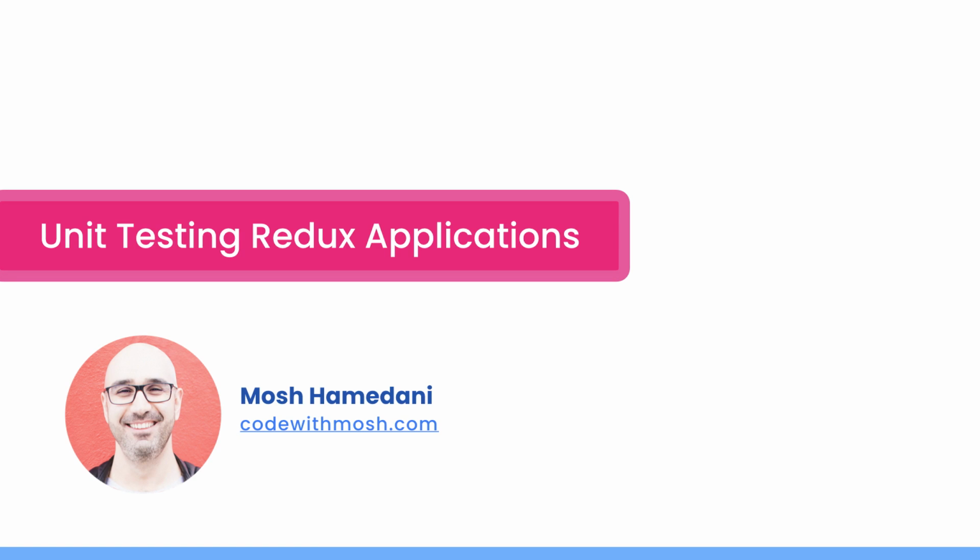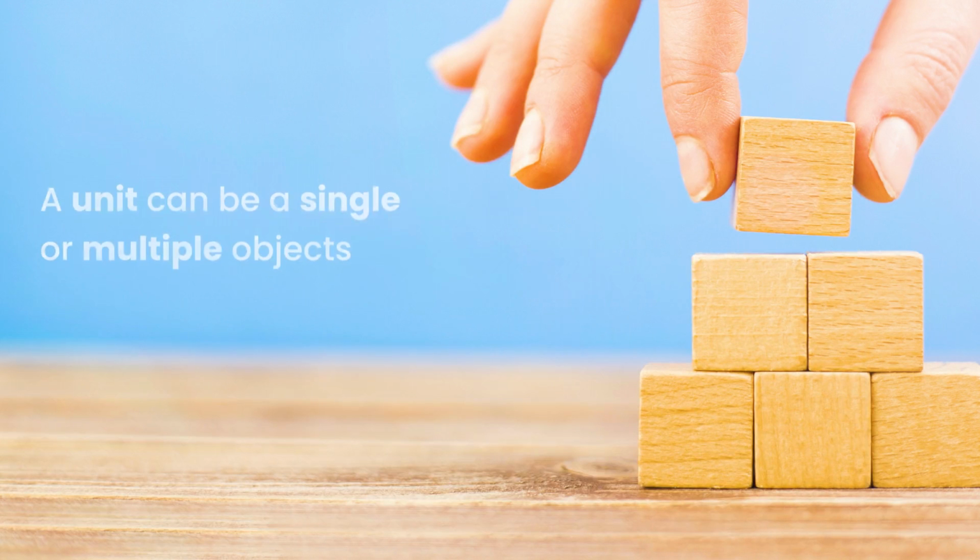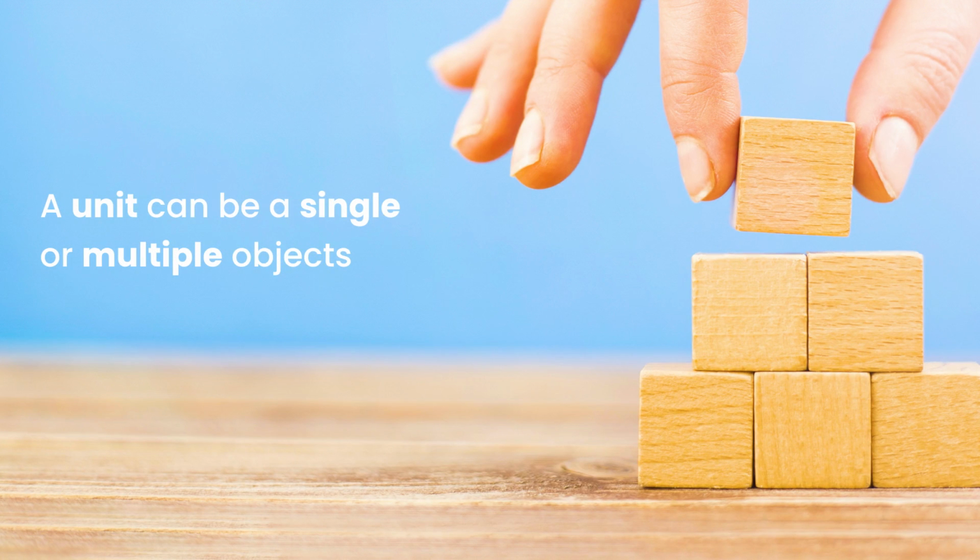So you learned the basics of writing unit tests. Now let's talk about unit testing Redux applications. Earlier I told you that a unit test can test a single or multiple objects together. So how we define a unit is entirely up to us. As long as we don't touch external resources like web services, we are still writing a unit test.